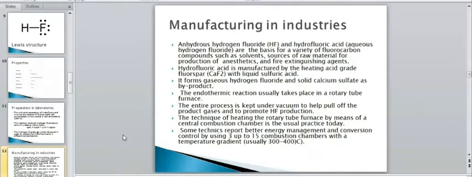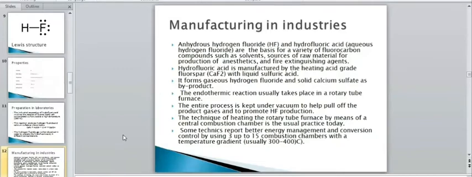The endothermic reaction takes place in a rotatory furnace. It is an endothermic reaction. It means that it absorbs heat from its surroundings, and it takes place in the rotatory tube. Furnace is also a heating device. This entire process is kept in a vacuum to help pull off the product gases and to promote hydrogen fluoride production. The technique of heating the rotatory furnace by means of a general combustion chamber is the usual practice today.